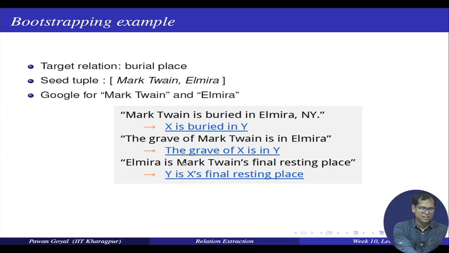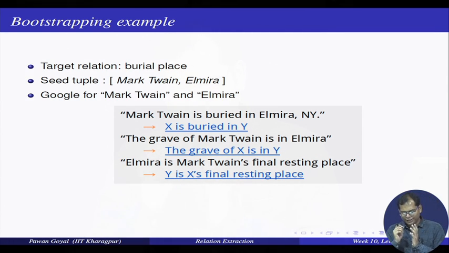Similarly, Elmira is Mark Twain's final resting place. So I have this pattern now: Y is X's final resting place, and so on. So you are getting these sentences. From this sentence you are abstracting over your entities X and Y, and you are building patterns in terms of X and Y. So what you saw here, just by using one seed instance and a lot of unannotated data, you can find out some patterns.